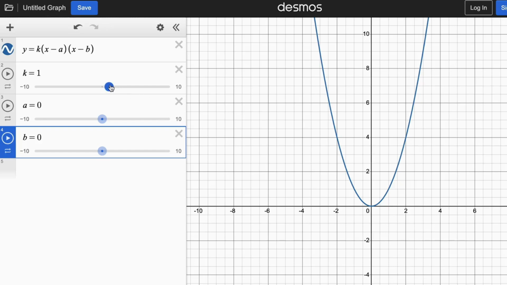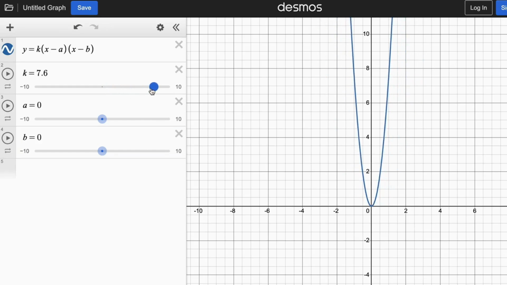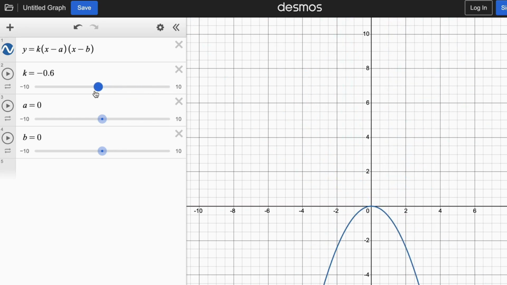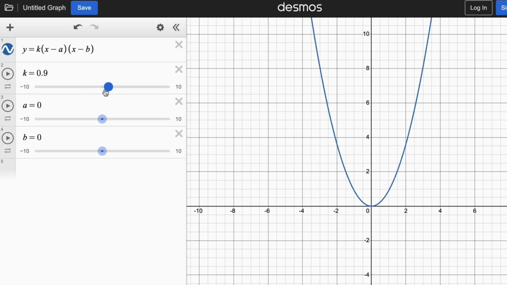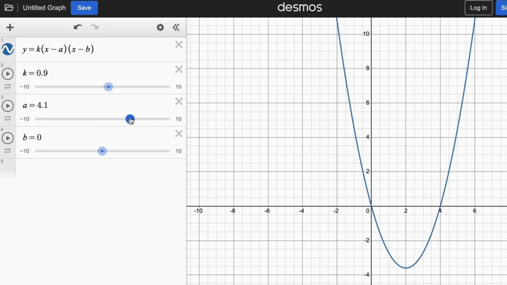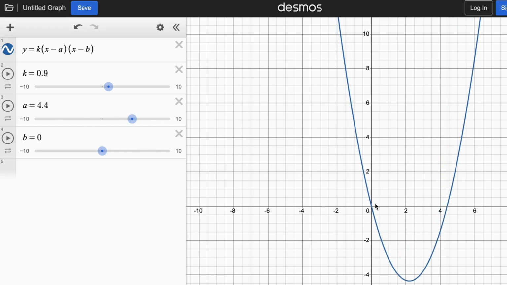Our graph, and now we're going to just scale it up, see what happens. As we scale it up, we're squishing it. As we increase our k, we're squishing it, and as we decrease it, we're going to stretch it wider until we go into the negatives where it turns around. And then we've got our a, which controls this root. So we're just going to have a look at what happens. When it's 4.4, this is 4.4.